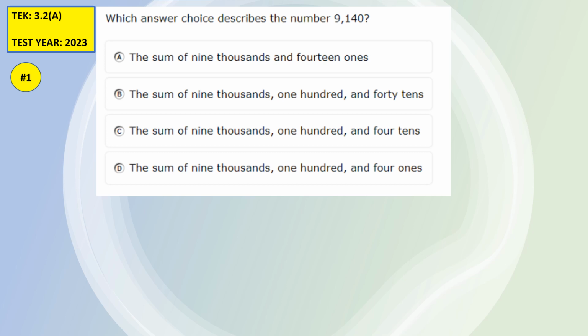Let's look at number 1. Which answer choice describes the number 9,140? Answer choice A says the sum of 9,014 ones. Answer choice B says the sum of 9,140 tens. Answer choice C says the sum of 9,104 tens. And answer choice D says the sum of 9,104 ones.